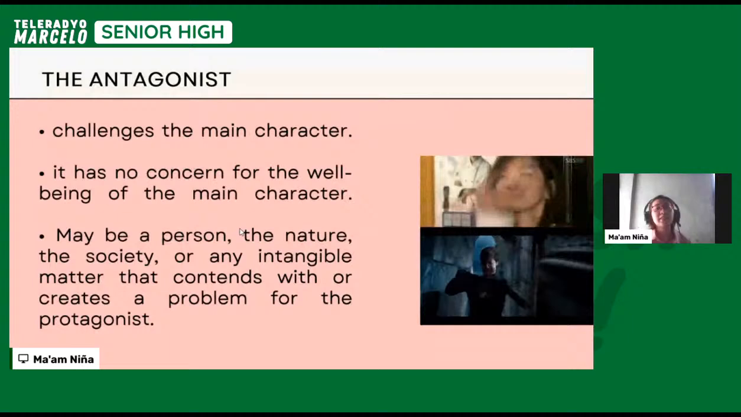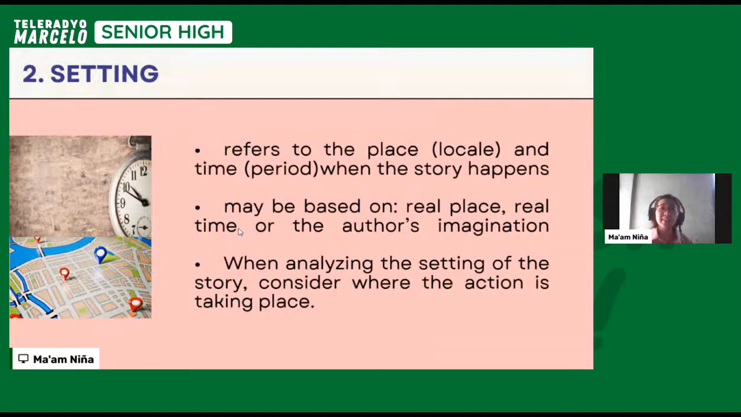Next element is the setting. A while ago, I asked you about where the story happened in the trailer I presented. So when we say setting, this is another element. The first element is the character, now setting.